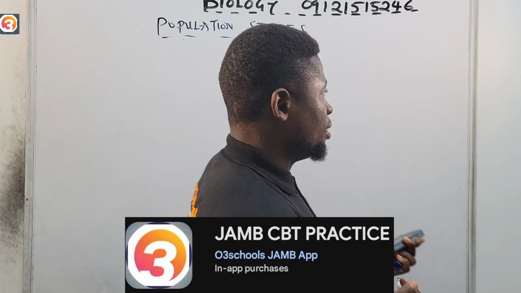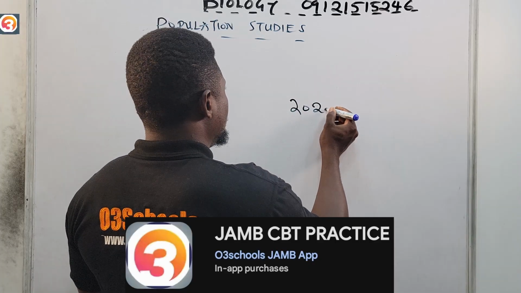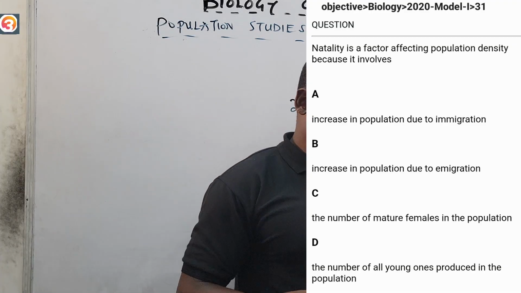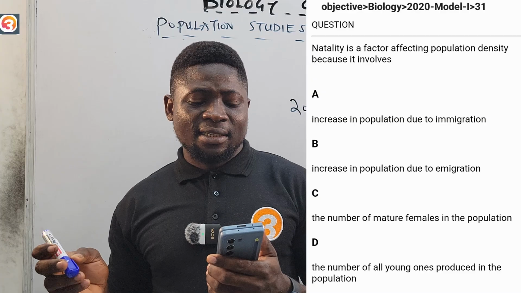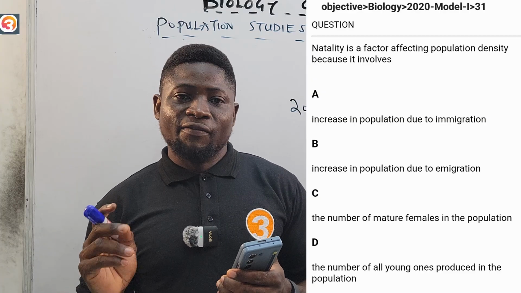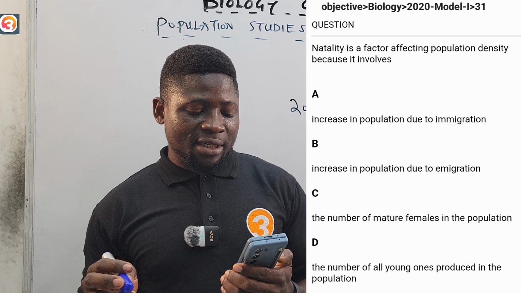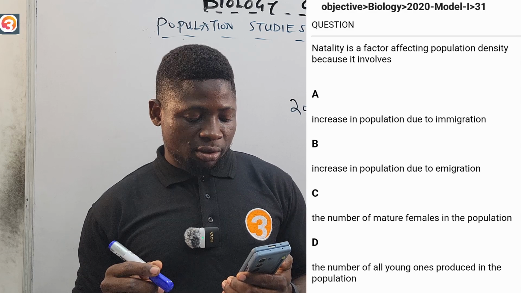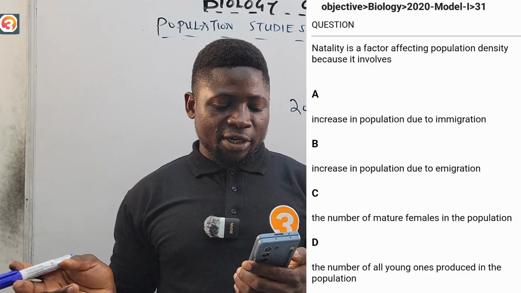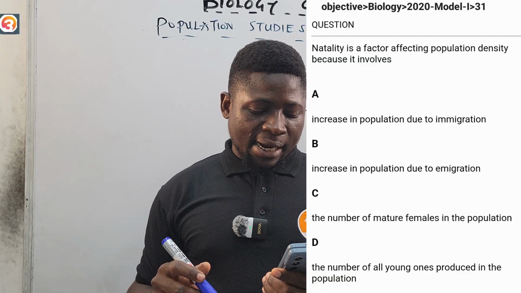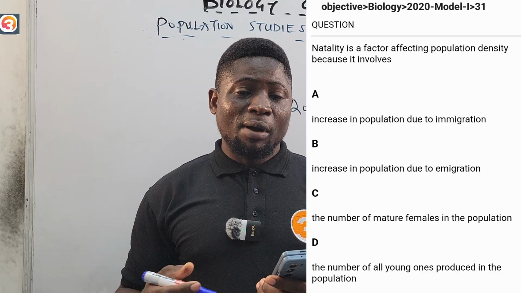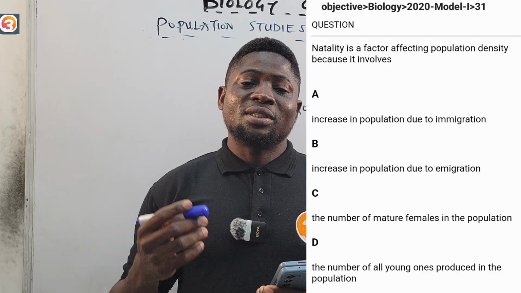Okay, this is a 2020 question number 31. It says here that natality is a factor affecting population density because it involves: A, increase in population due to immigration; B, increase in population due to emigration; C, the number of mature females in the population; D, the number of all young ones produced in the population.